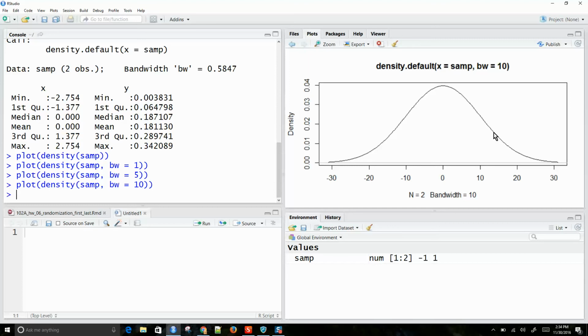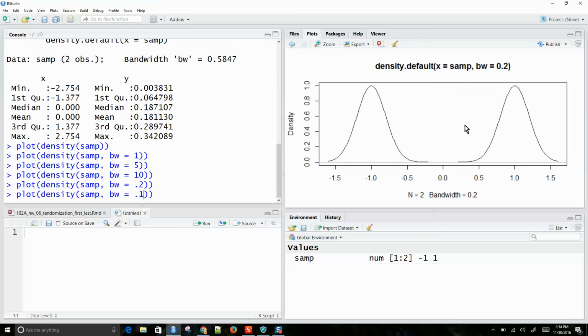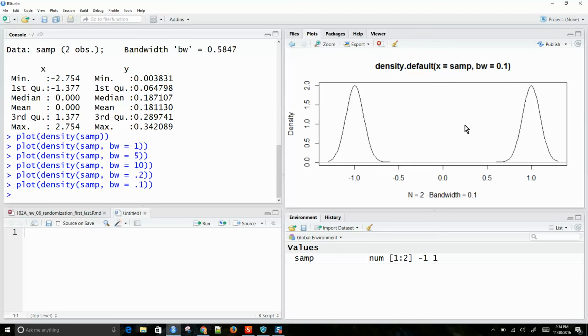On the other hand, I can decrease the bandwidth. Okay, and the bimodal nature of our data, because there's only 2 data points, becomes more pronounced. Again, we would never actually do density estimation using a sample of size 2. That would be just a bad idea.